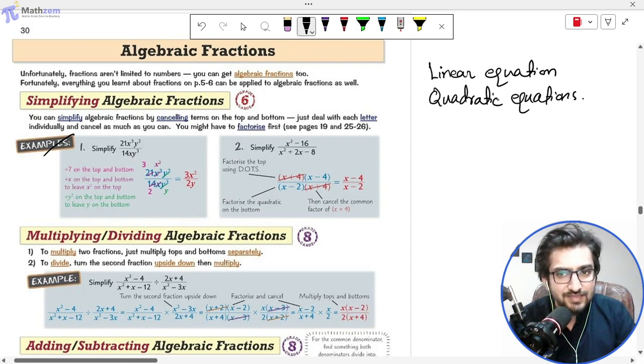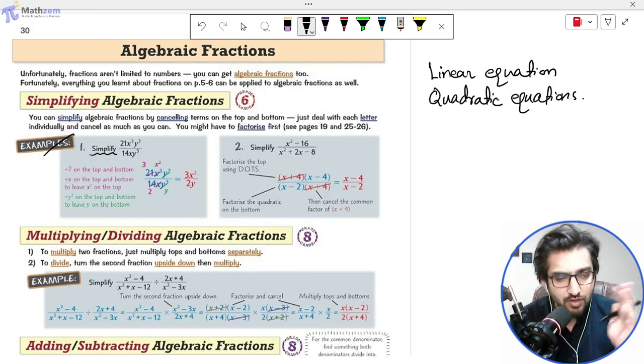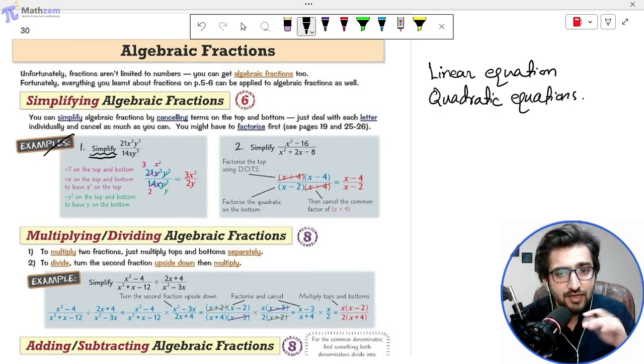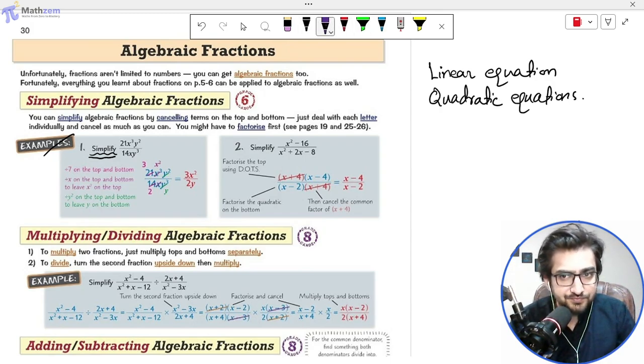We need to simplify that. If you see this word, it says simplify. Last time, when we were solving linear equations and quadratic equations, there was a word which said solve. That was solve. You need to find the value of x in that, but here it says simplify, so you need to simplify that. No need to find the value of x or y. So let's solve that question.